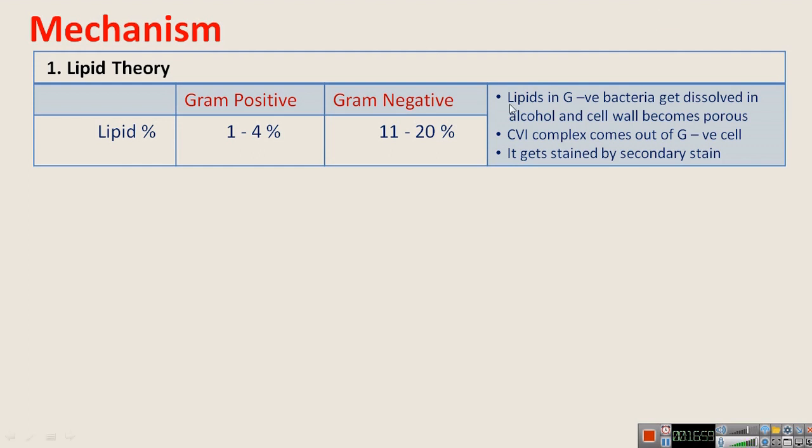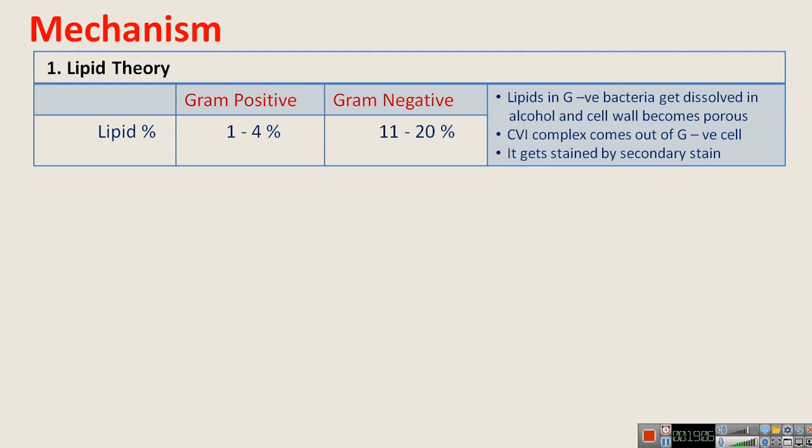Now what happens here? The lipids that are present in gram-negative bacteria get dissolved in the solvent, that is the alcohol, and because of which lipids get extracted from the cell wall, and because of extraction of lipids from the cell wall, the porosity of the cell wall gets increased, and because of increased porosity, the crystal violet iodine complex that is formed in the cytoplasm of gram-negative bacterial cells comes out, and therefore such a decolorized cell gets stained by the secondary stain.